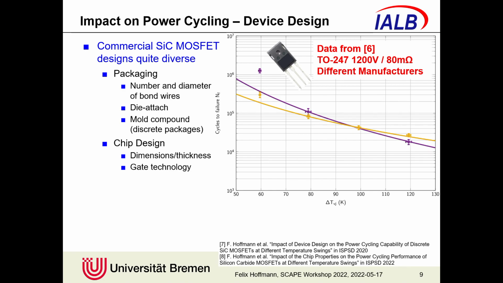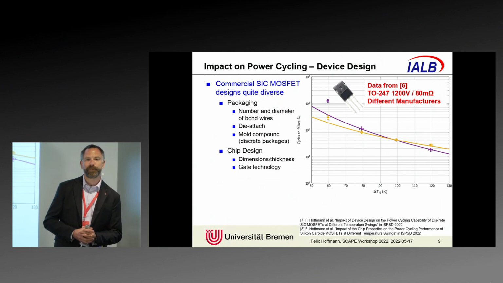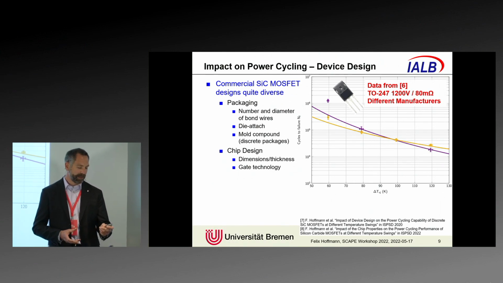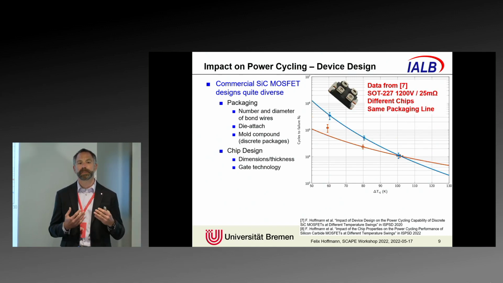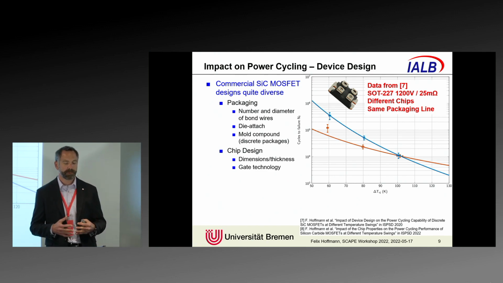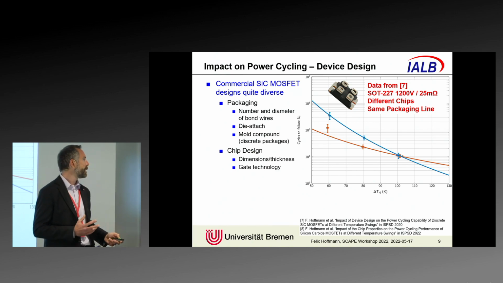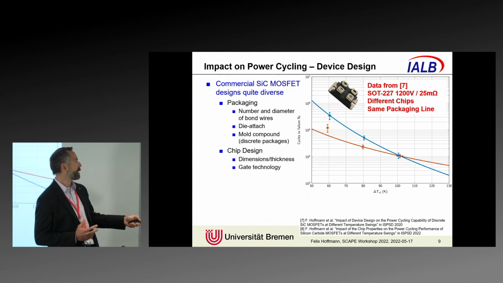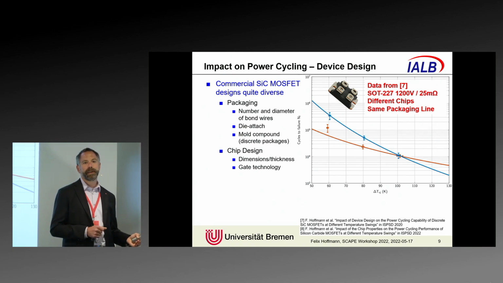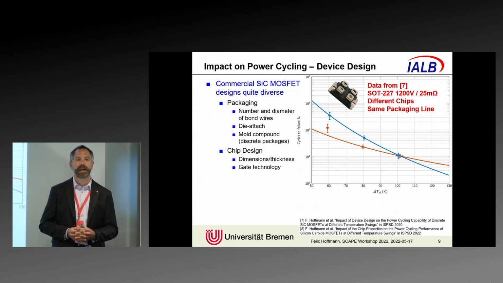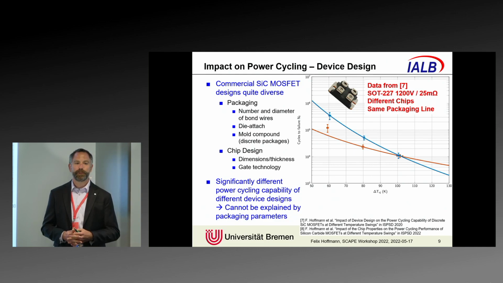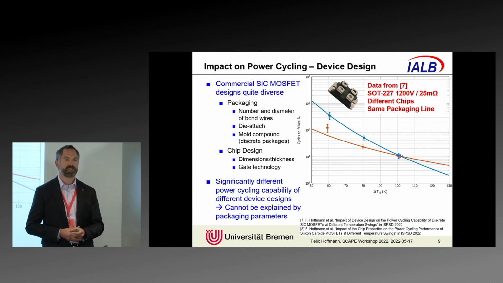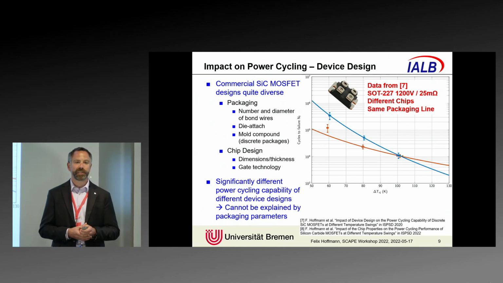Now, of course, you can argue that this is due to the package, because different manufacturers would package the devices differently. What we did now was having two different chips packaged on the same line and with the same packaging technology. So we kept all the packaging parameters as similar as possible. Yet what we see here is a significantly different lifetime curve, even for two dissimilar chips in an identical package type. So we have a strong suggestion here that we have a power cycling capability which does depend on the chip parameters and not only on the packaging.